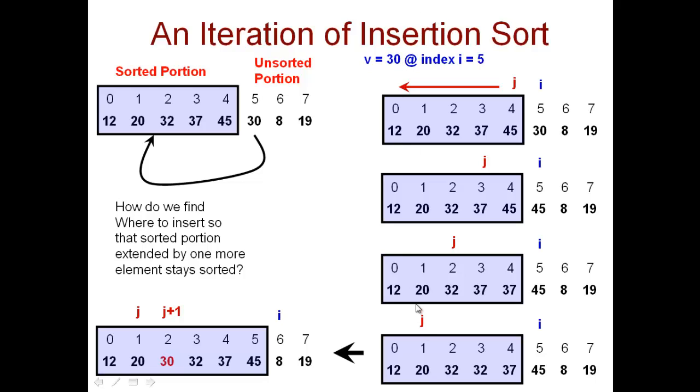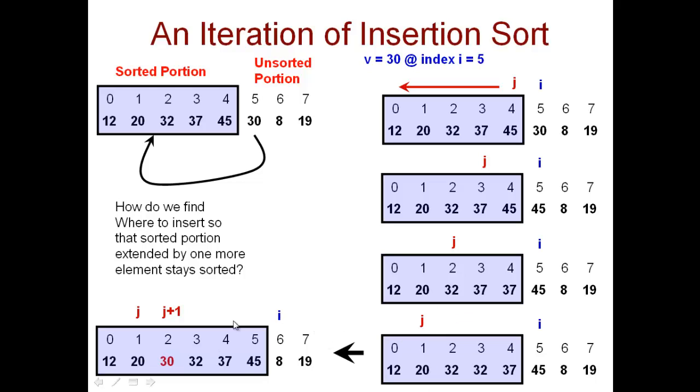So remember, this is the sorted portion. If 20 is not greater than 30, that means 20 is less than 30 or equal to 30. So anything to the left of 20 is also going to be less than 30, because this is the sorted portion. So if 20 is less than 30, anything to the left of 20 is also going to be less than 30, like 12 is less than 30, and so on. So that means we can stop our j loop right there. We don't have to go all the way to the left.